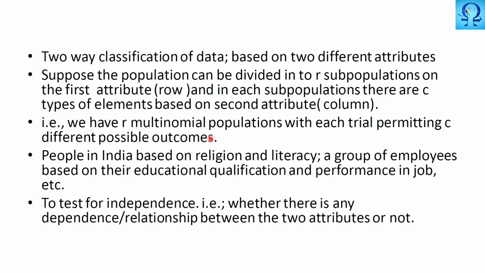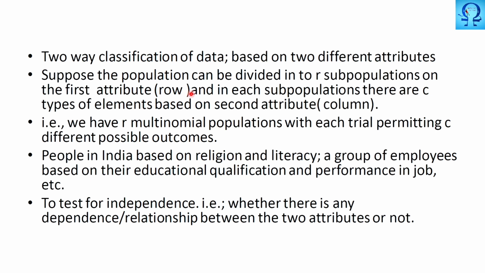For example, people in India can be classified based on their religion and literacy. Or a group of employees in a company can be classified based on their educational qualification and performance in the job. There are many more. Now we will have to check the hypothesis for independence, that is, whether there is any dependence between the two attributes or not.